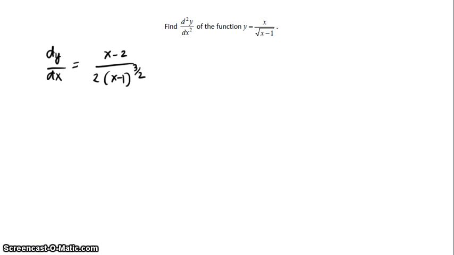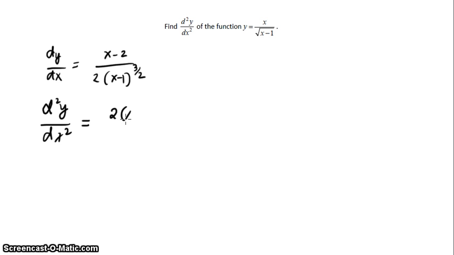Okay, so this is what we got for the first derivative. It's x minus 2 over 2 times x minus 1 raised to 3 over 2. So to get the second derivative, all we have to do is differentiate the first derivative. So this is still a quotient of two expressions, so we just have to apply the quotient rule.